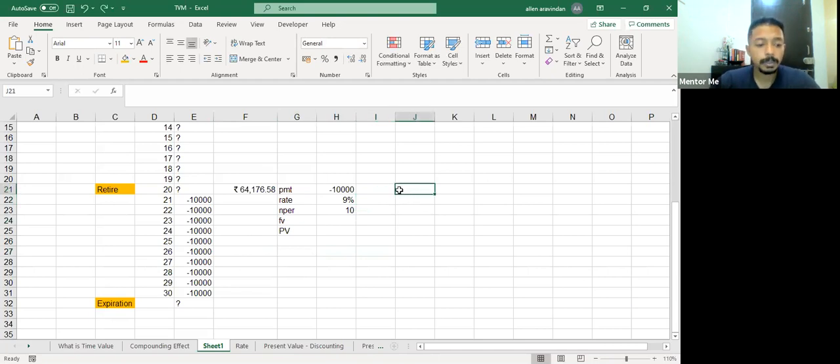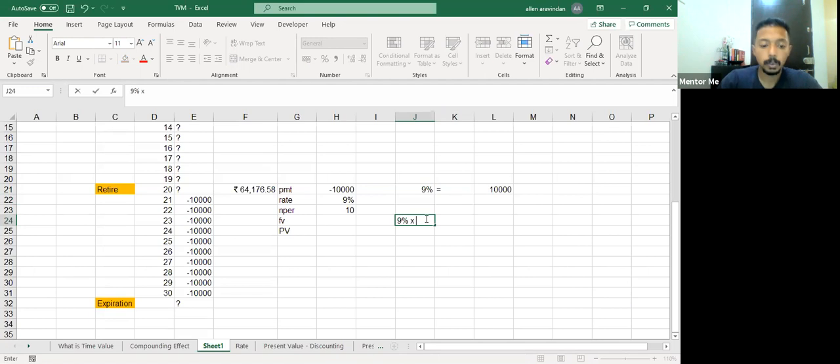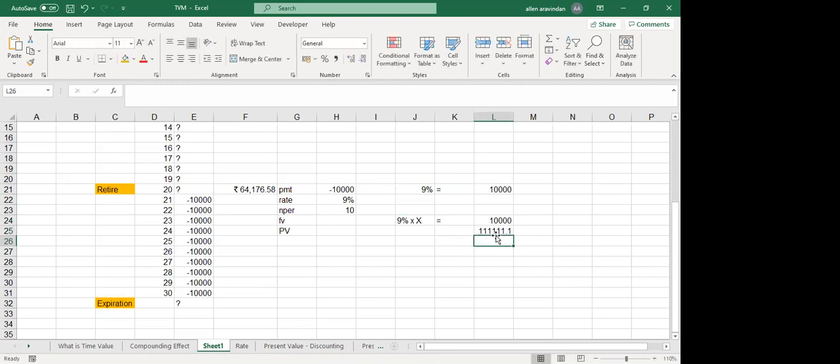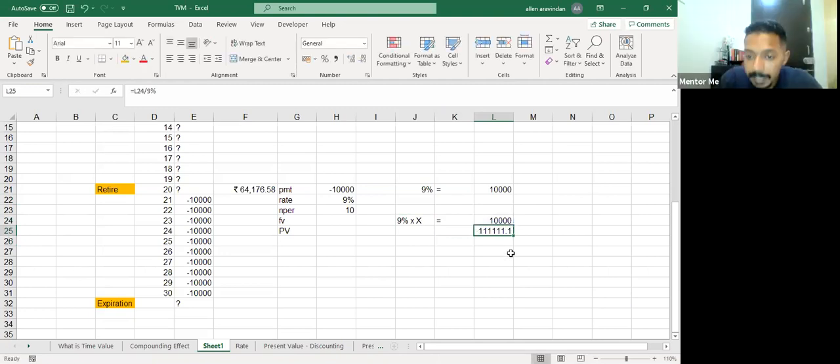So the only question will be how much money would you require to make 9%, 10,000 is 9. So basically what you're saying is 9% should be equal to 10,000, right? That means the value is something like this: 9% into X value is equal to 10,000. Just find the X value. So that would be 10,000 divided by 9%. One something. So this is what you would be needing all the time.